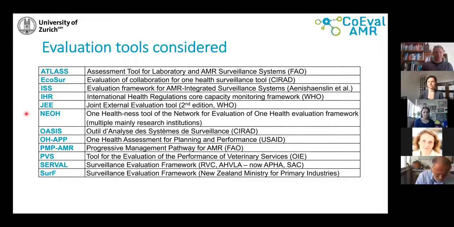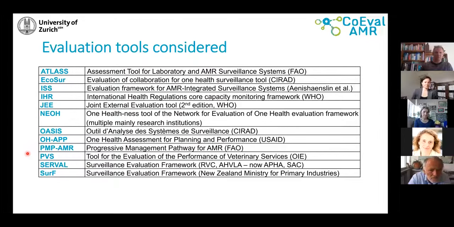We have an evaluation tool to assess integrated approaches to health, in One Health particularly, and a tool there to assess the One Healthness or the knowledge integration, which was developed by a group of research institutions and a COST network. Then we have OASIS, also developed by CIRAD in France, which is the tool to analyze surveillance systems. Then we have the One Health app, a tool developed by USAID to assess planning and performance of One Health. Then we have the Progressive Management Pathway by the Food and Agricultural Organization, specific for antimicrobial resistance.